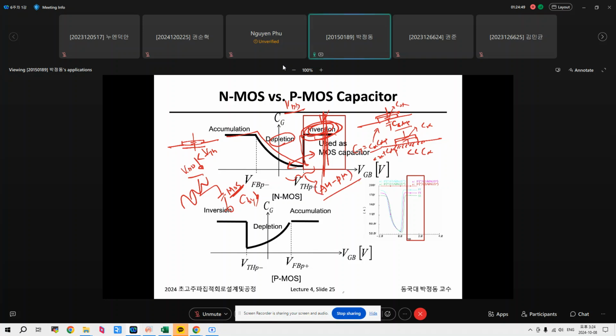Never ever try to put a MOSFET as the load. Only use the MOSFET just directly connected to VDD, which is operating in this region. Okay? Got it?